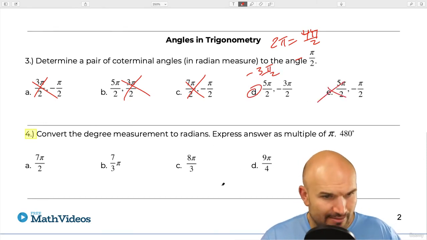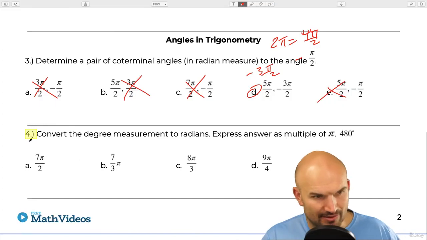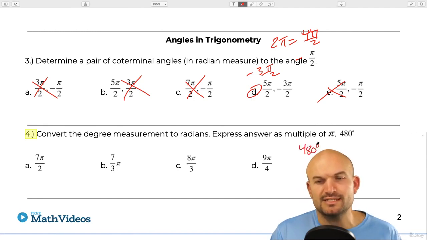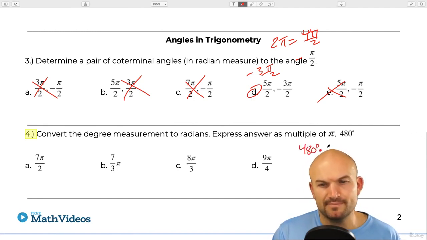Next one says convert the degree measurement to radians. So hopefully I didn't make a mistake. I don't know why it's highlighted. So add into your expression multiples of pi. Okay, so remember to go from degrees to radian mode, you're just going to multiply by pi over 180.